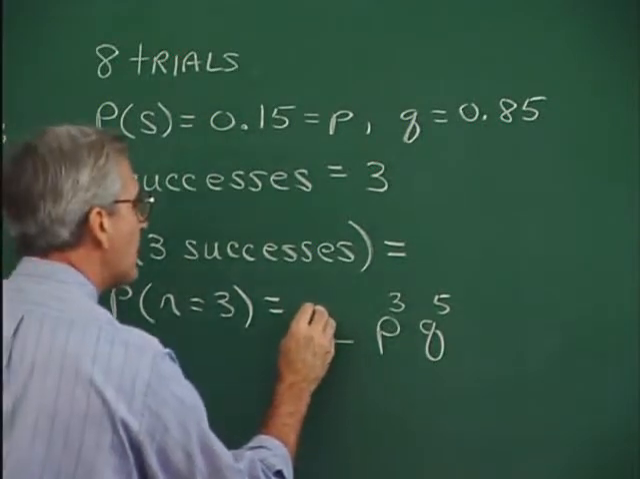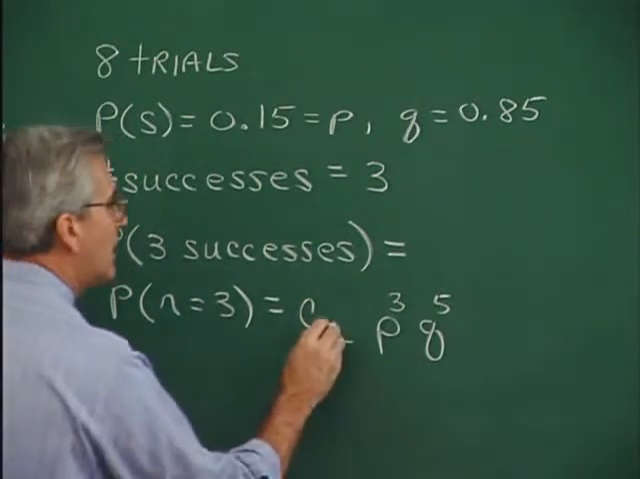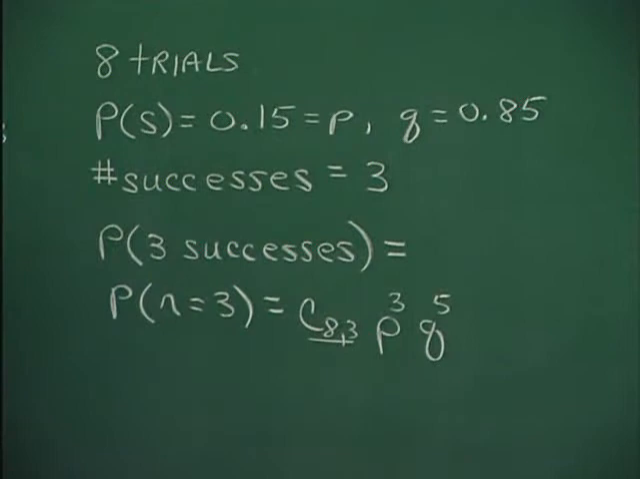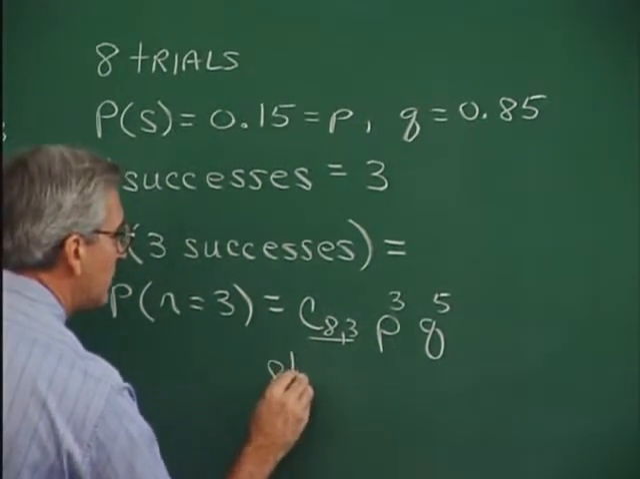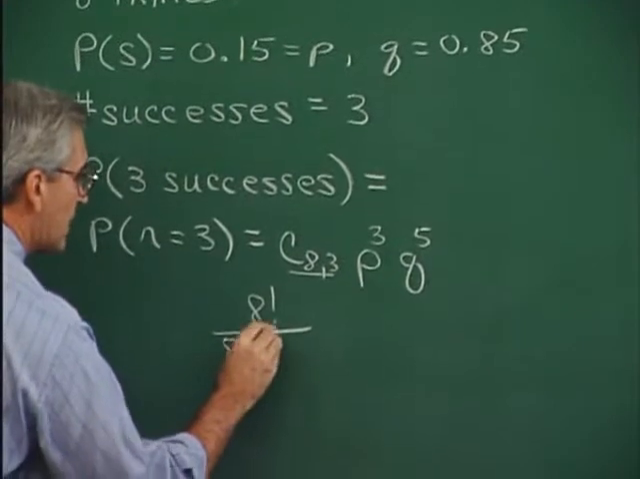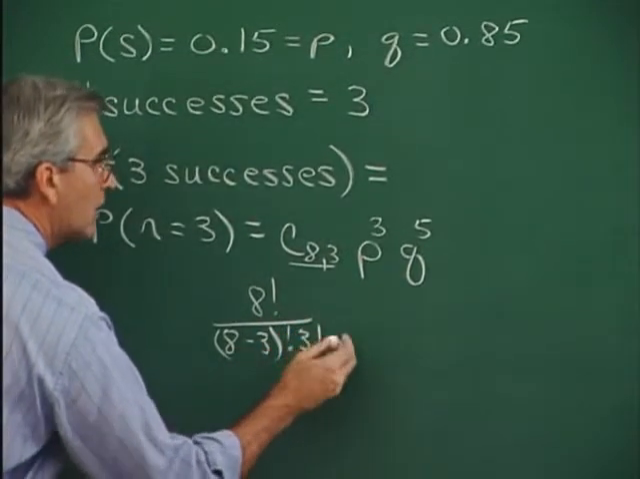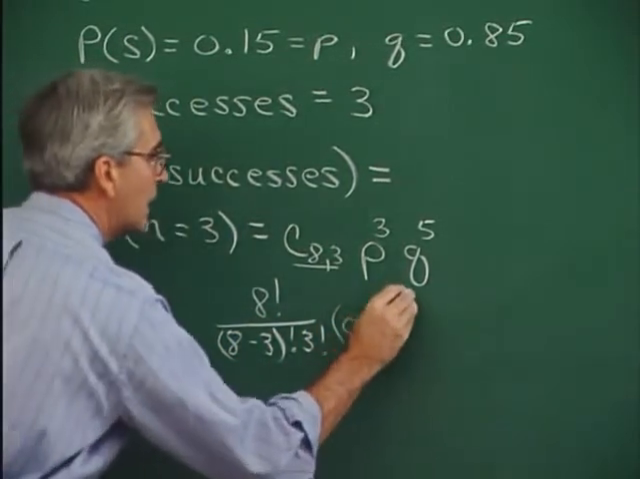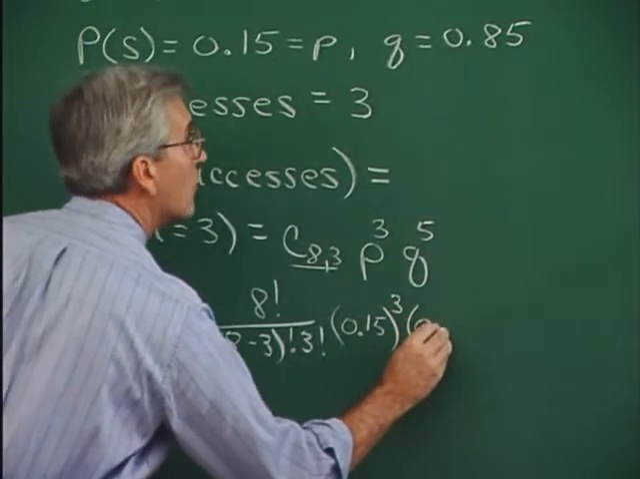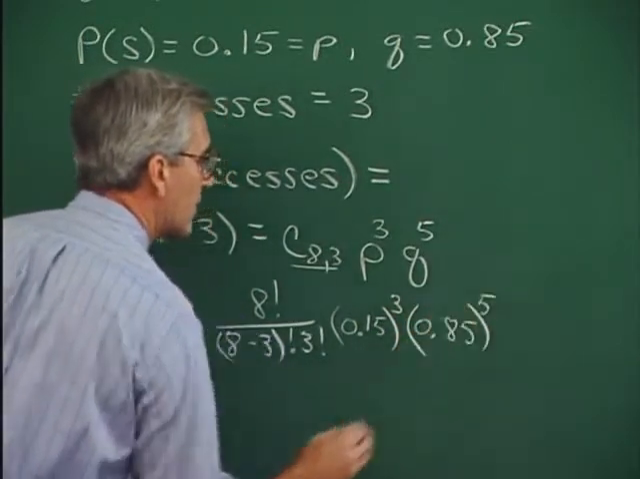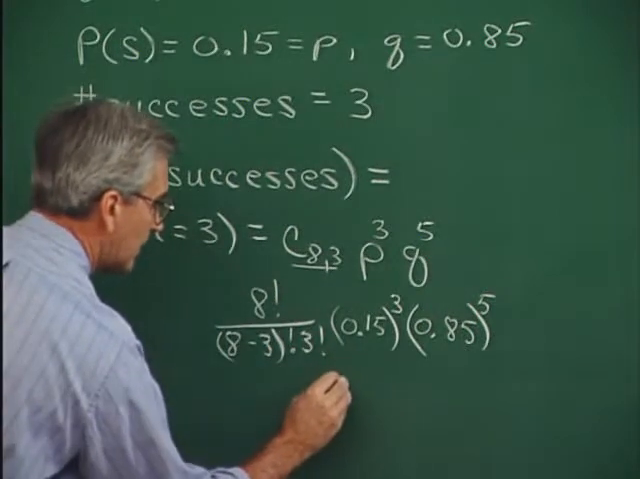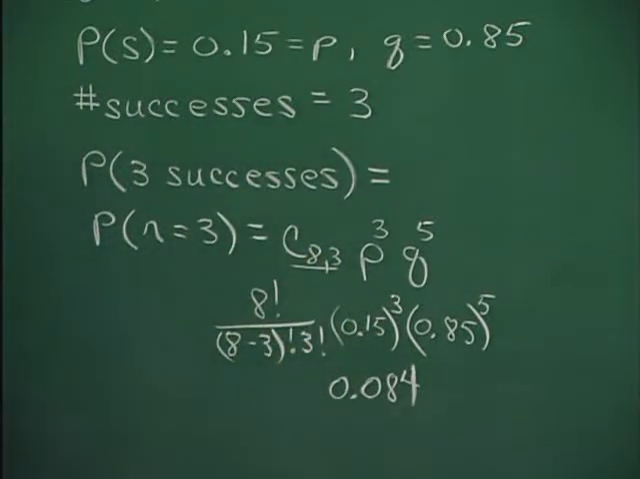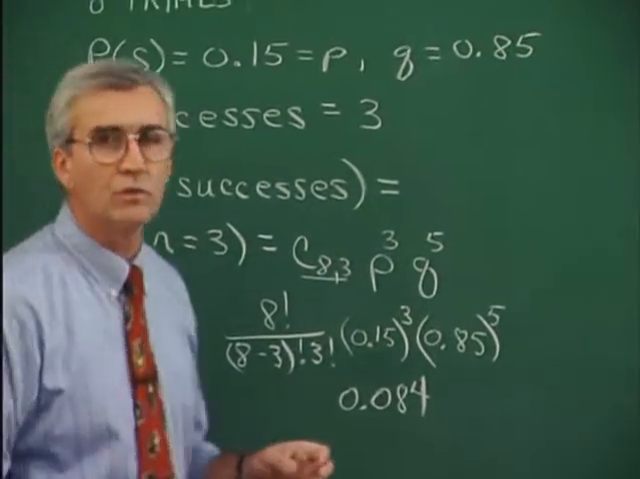And now the coefficient is a combination idea of n things, 8 things, taken 3 at a time. And then again, away we go. We have 8 factorial over 8 minus 3 factorial times 3 factorial. Then the p-value is this, and it's cubed. The Q value is 0.85, and it's raised to the 5th power. And when we multiply these out, we get 0.084. Okay, good.